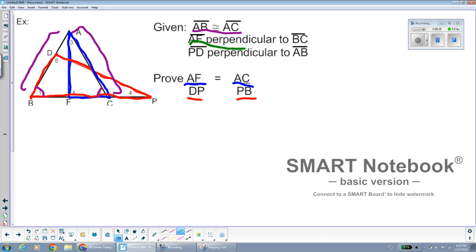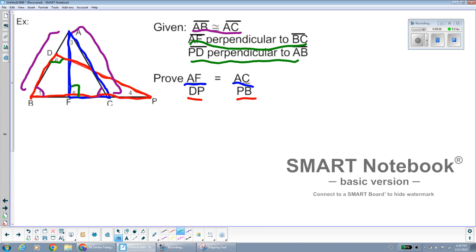So we know that AF is perpendicular to BC. So here's AF, here's BC, they're perpendicular. That means they form right angles. So that means angle 5 over here is a right angle, and that's an angle in the blue triangle. Let's see if we can get another right angle in the red triangle. And luckily, our last given is talking about more perpendicular lines. PD is perpendicular to AB. So where they meet, a right angle is formed. Actually, two right angles, but we're interested in the one that's in the red triangle. And now we have two pairs of congruent corresponding angles in the blue and the red triangles.